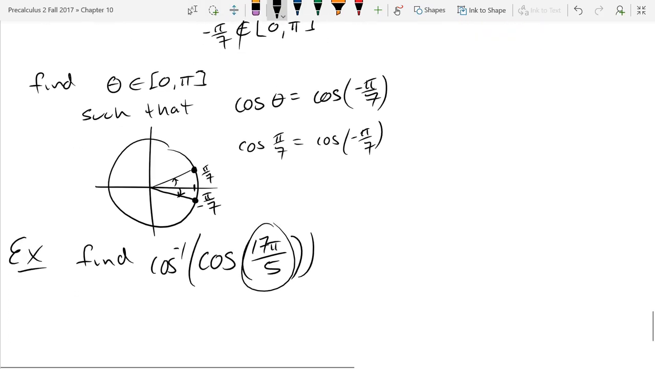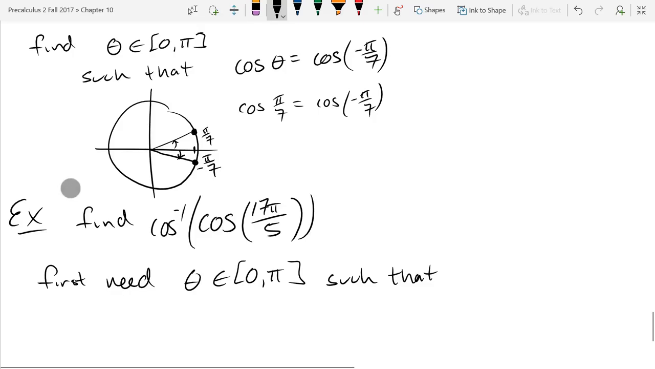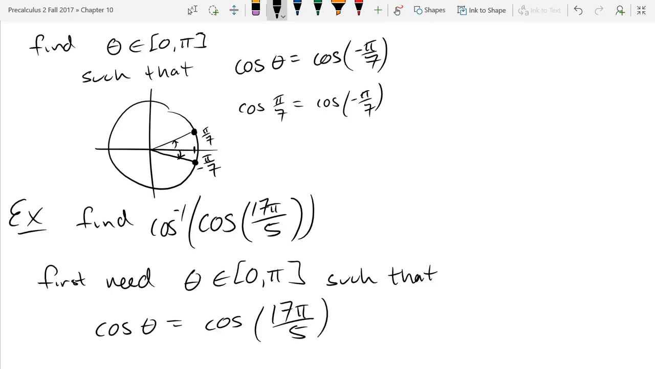First thing, notice 17 pi over 5 is not between 0 and pi. So the cosines are not going to cancel each other out right away. We're going to have to find another angle that has the same cosine value. So first we need a theta between 0 and pi, such that cos theta equals cos 17 pi over 5.